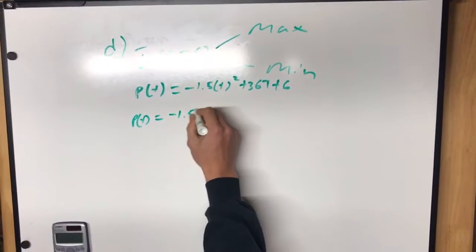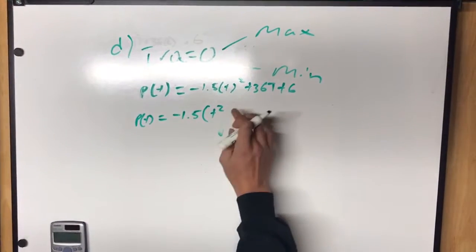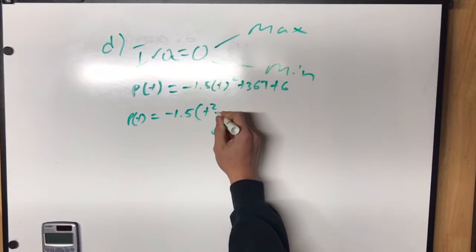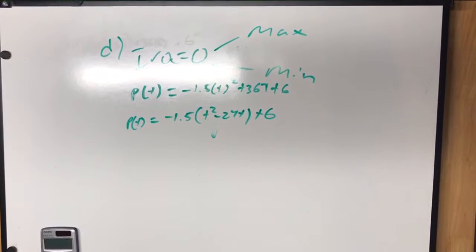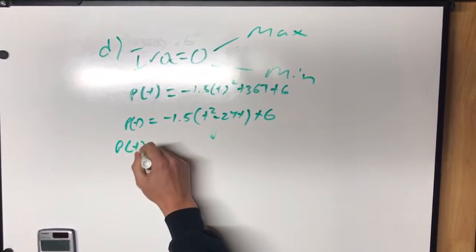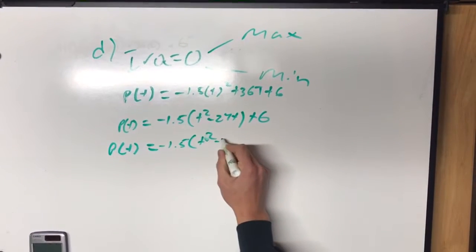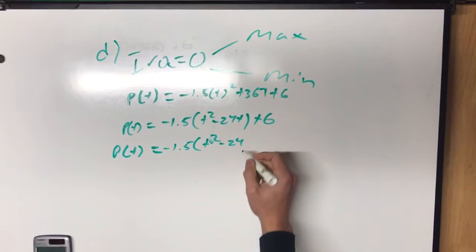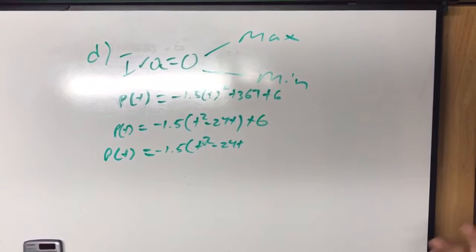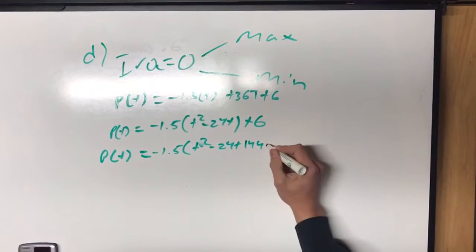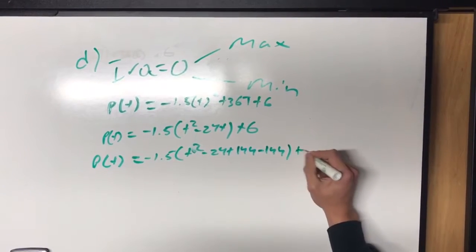Negative 1.5 t squared minus 24t plus 6. So next step, what you're going to do is divide your c value by 2 and then square it to get your max and your min values. You're going to close that.